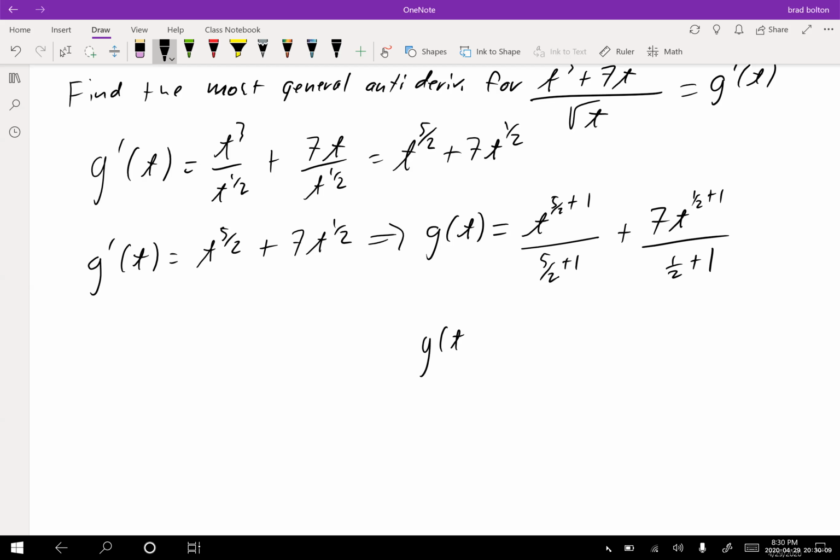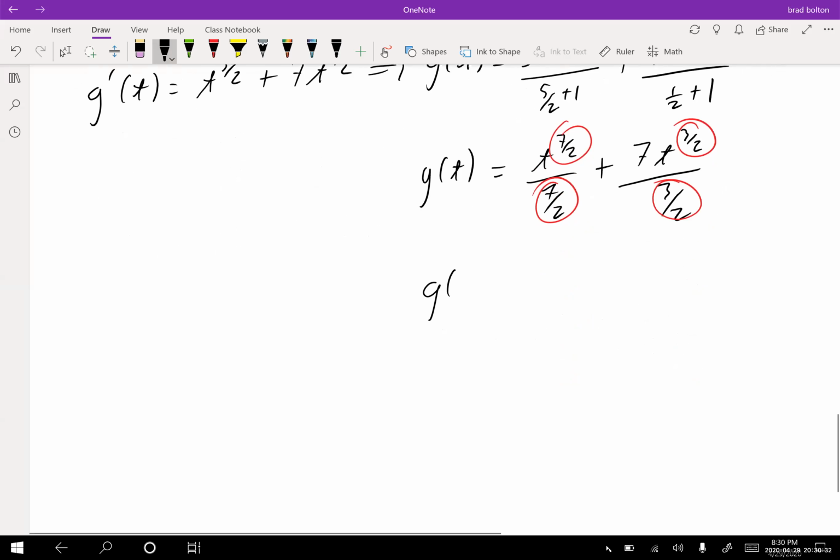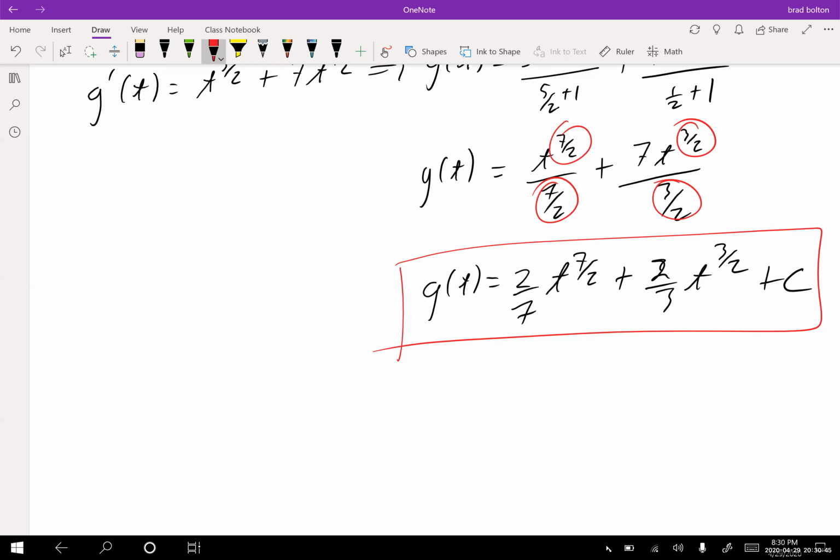Once we start doing more of these, I will just skip right to the answer because you guys can do 5 halves plus 1 in your head. 5 halves plus 1 should be 7 halves. So this will be actually t to the 7 halves divided by 7 halves plus 7t to the 3 halves divided by 3 halves. Notice how this power and this division and this division and this power match. Okay, so then we have g of t is equal to 2/7 t to the 7 halves plus 2/3 t to the 3 halves plus c. And we found our general form of the antiderivative.